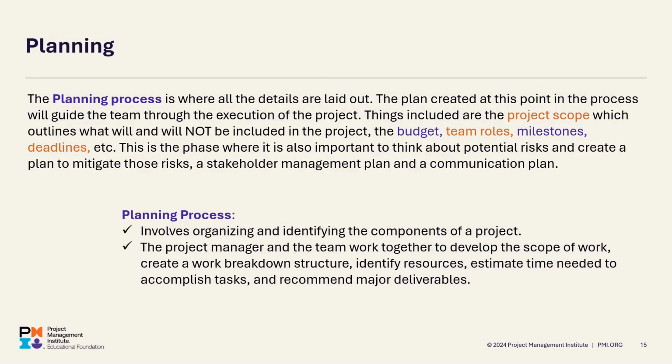The next process is the planning process, and this is where all the details get laid out. The plan created at this point in the process will guide your team through the execution of the project. Things included are the project scope, which outlines what will and will not be included in the project. It also includes a budget, the team roles, the milestones you hope to reach, and deadlines associated with your project.